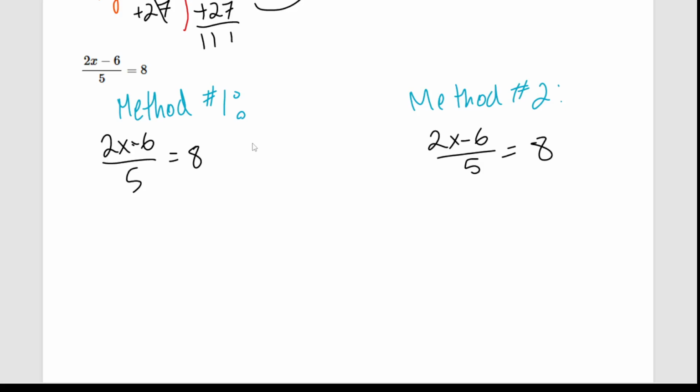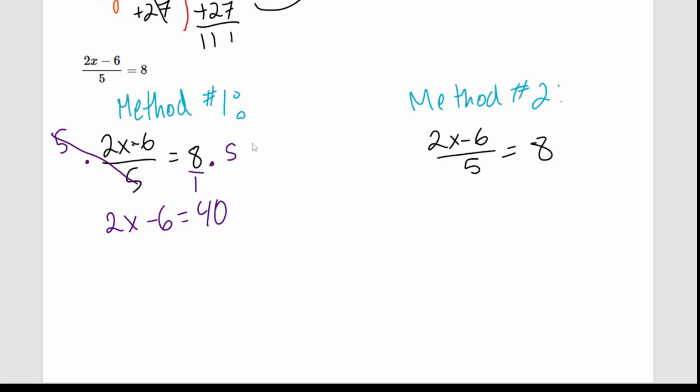So for clearing the fractions, I'm going to recognize the 8 currently is secretly over 1. So the smallest number I need to multiply both sides by so that there's nothing left in the denominator besides 1 is 5. 5 is my least common denominator. 5 divided by 5 makes 1. So that would cancel out, so to speak, because of that. And I'd be left with 2x minus 6 is equal to 8 times 5 is 40.